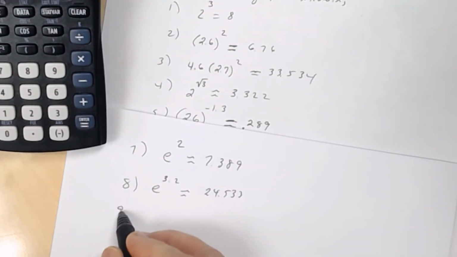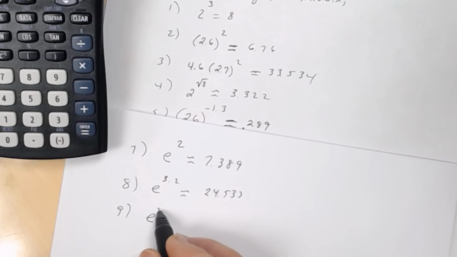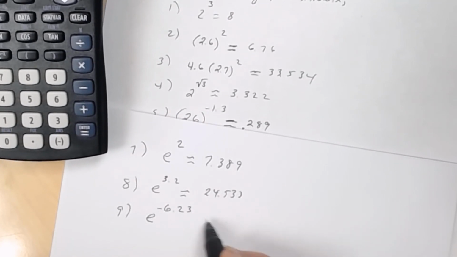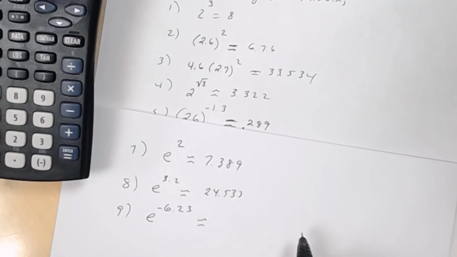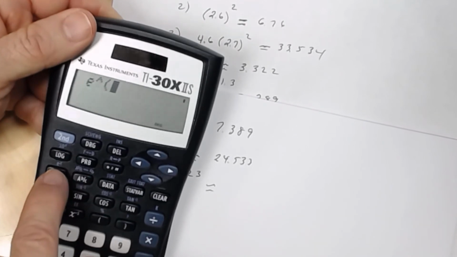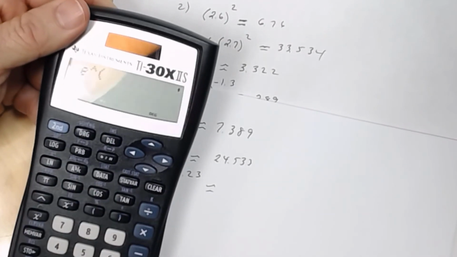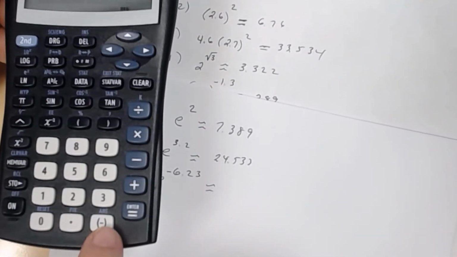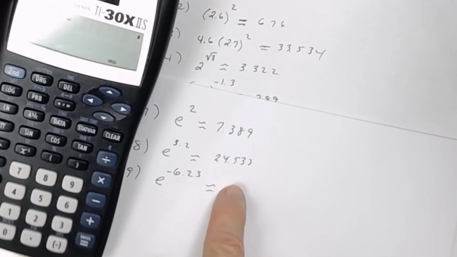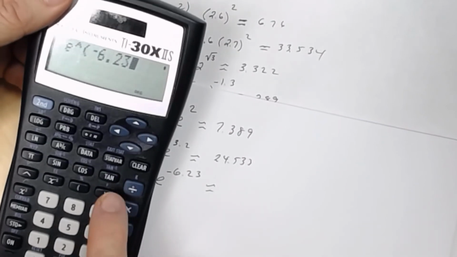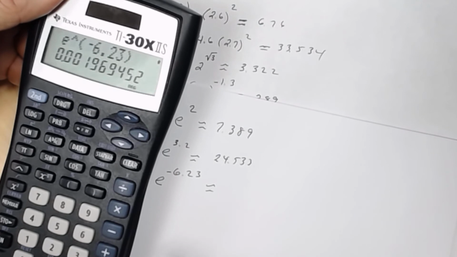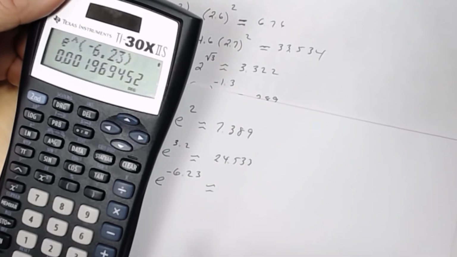Number 9, suppose I had e to the negative 6.23. Let's see what that is. You're going to say second, ln, that gets your e, then negative. Make sure you press your negative button, not a subtraction button, or you're going to get a syntax error. Then 6.23, close the parentheses, press equal, and we get 0.002 to the nearest thousandth.